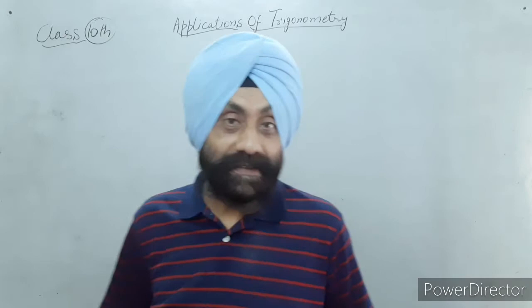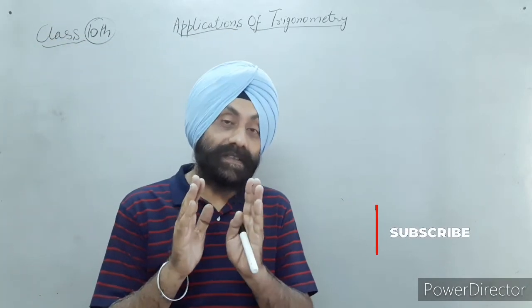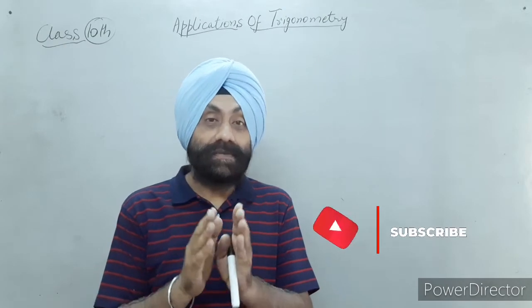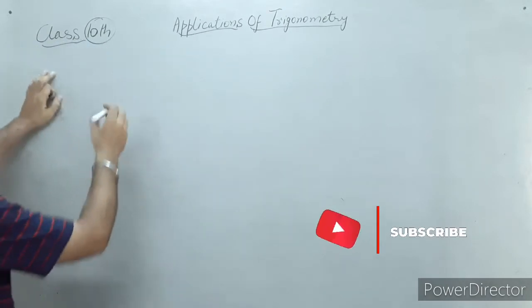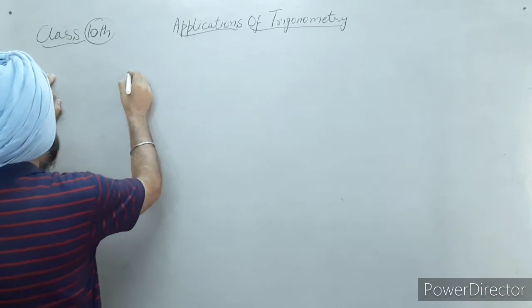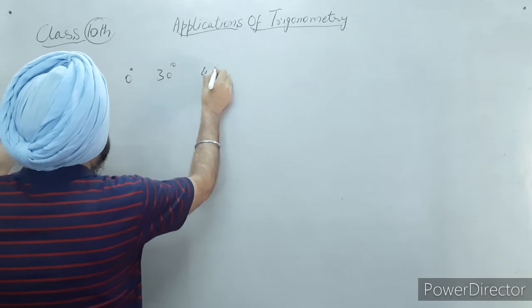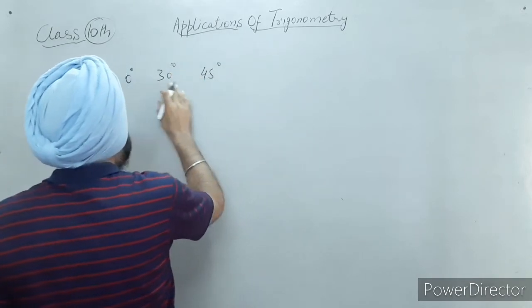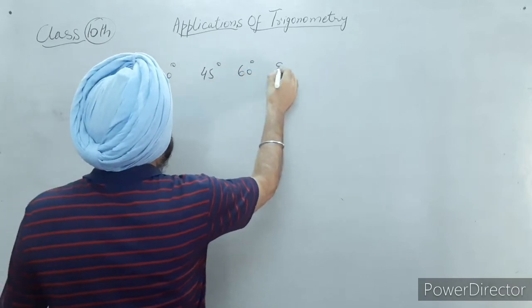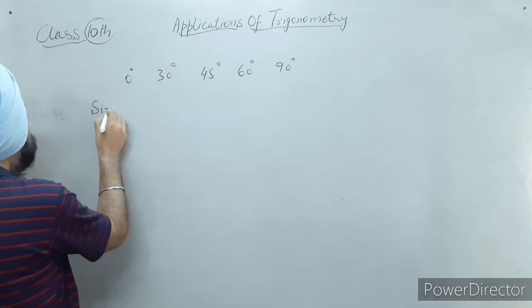But before starting off, you should just recall the values of trigonometric ratios of some angles. We wrote this table in the chapter of trigonometry, introduction to trigonometry, like this. Remember these values. These values will be used in this chapter.